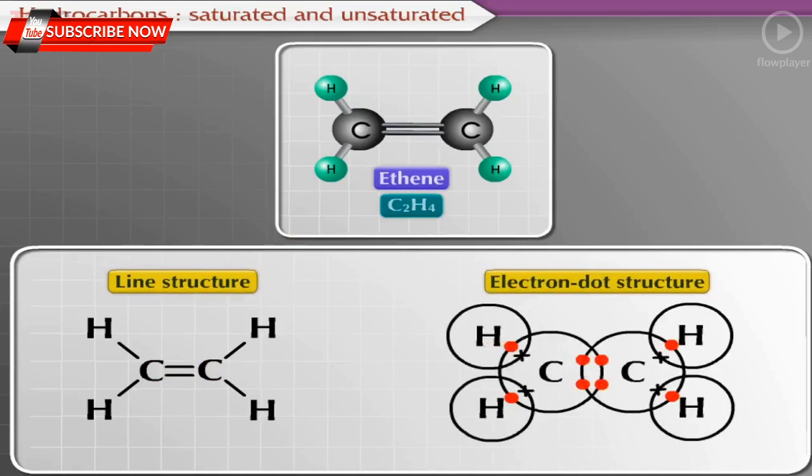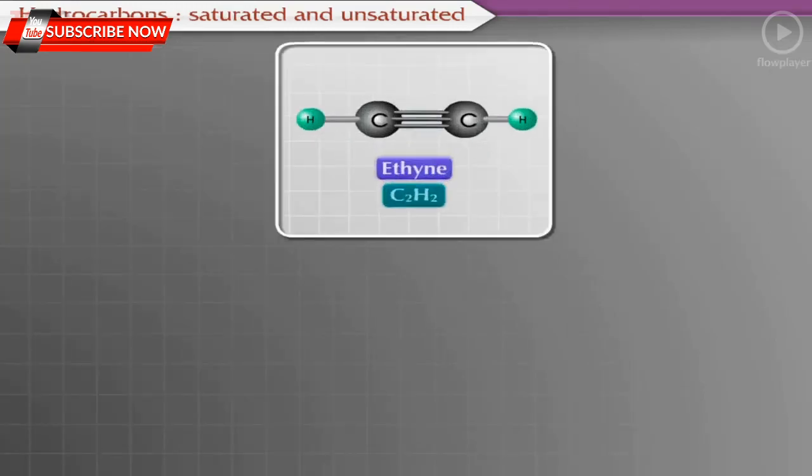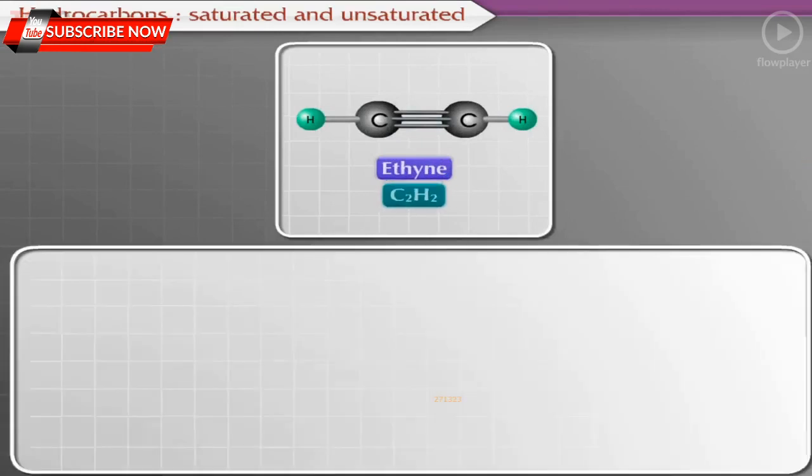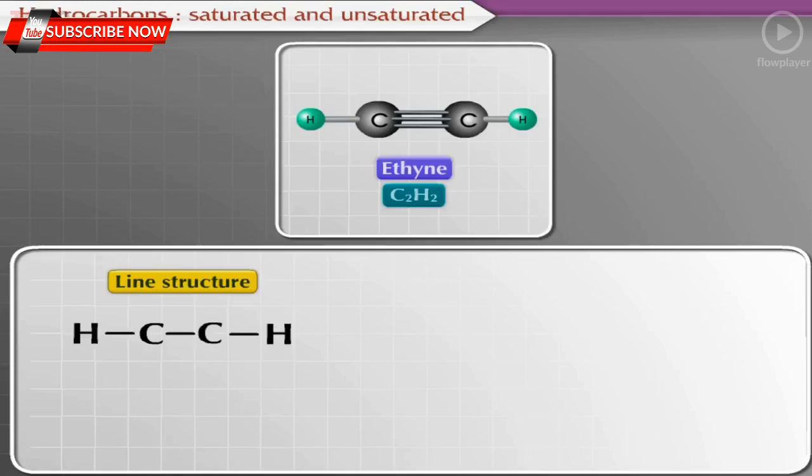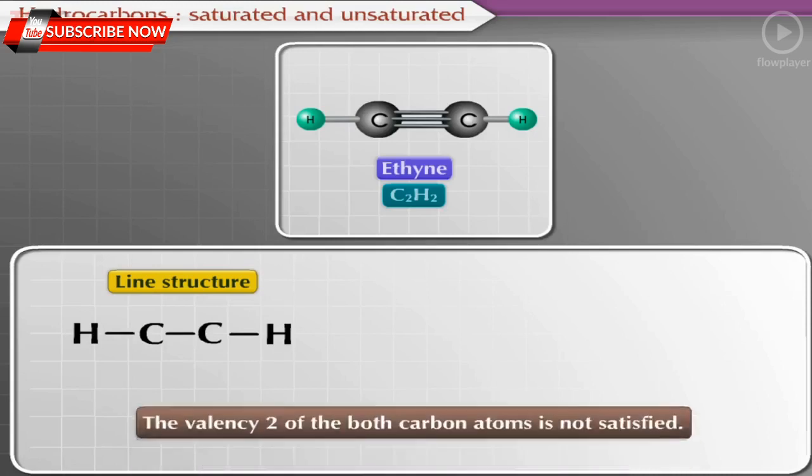In the electron dot structure of ethene, carbon electrons are represented by dots, while hydrogen electrons are represented by cross. The molecular formula of ethine is C2H2. To draw the structural formula of ethine, let us first join the 2 carbon atoms by a single bond. Now, to satisfy the tetravalency of the 2 carbon atoms, let us use the 2 hydrogen atoms in the molecular formula. The valency of each of the 2 carbon atoms is not satisfied.